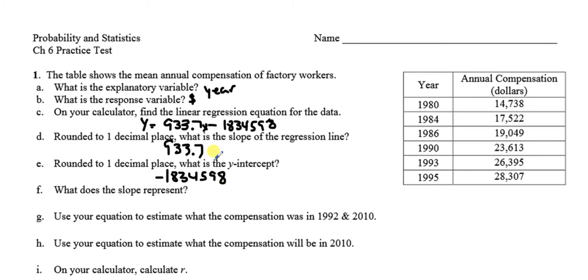What does the slope represent? Our slope is 933. So every time we go up 1 year, our annual compensation went up $933.7. So close to $1,000 a year annual increase. What does the slope represent? So once again, each 1 year increase, I'll put an up arrow, wages increased by $933. It's really hard to write with this mouse here.